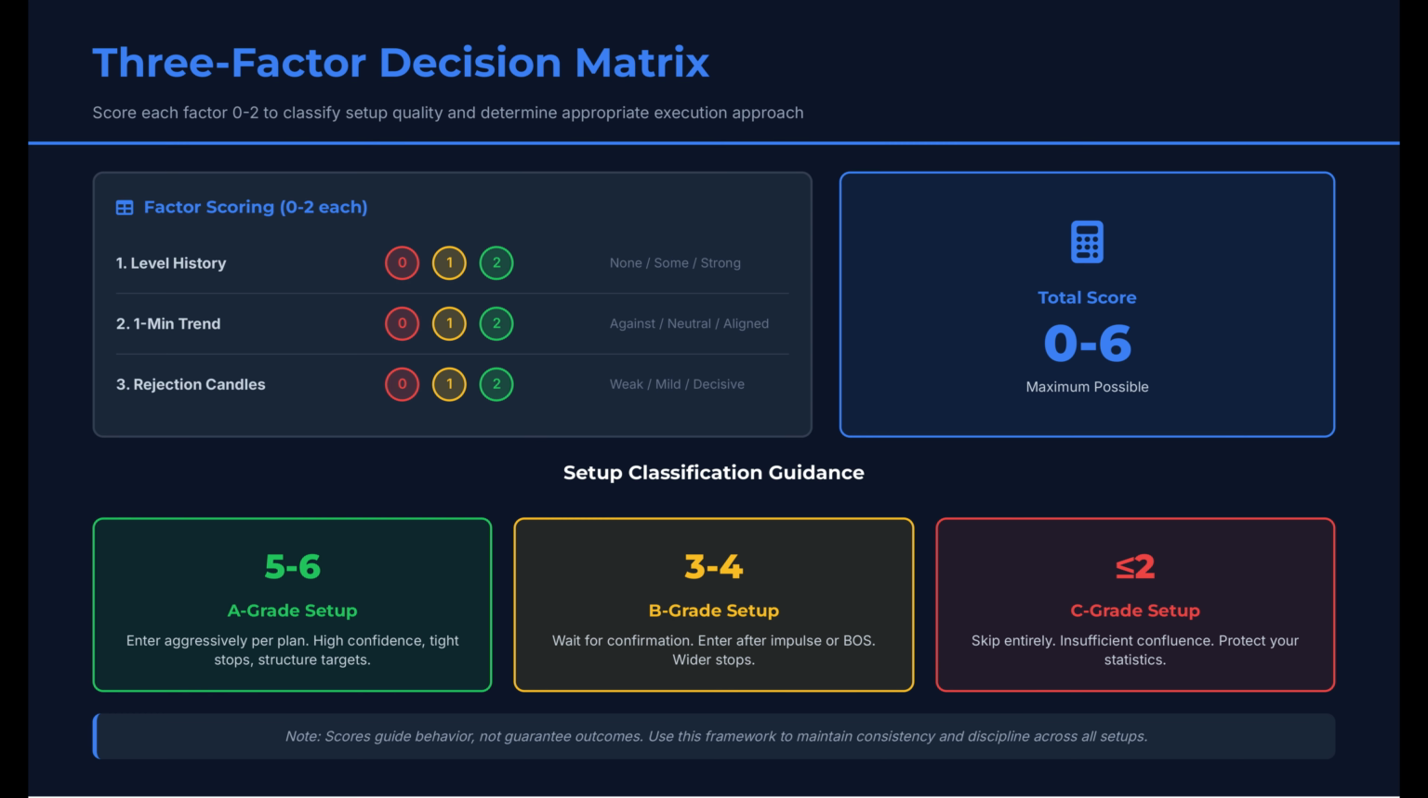3 to 4 points total. B grade setup. This is moderate confidence. 2 factors are aligned, but one is missing. Typically, the trend is against you.